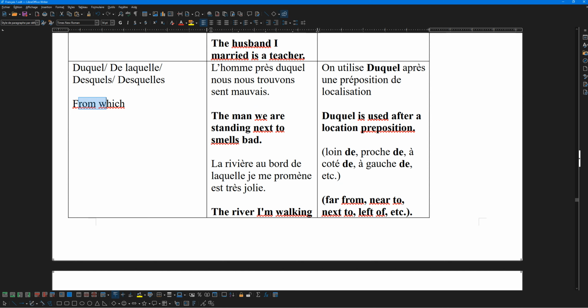Duquel. From which. So, again, duquel masculin singulier, de laquelle féminin singulier, desquels masculin pluriel, and desquelles féminin pluriel. So, duquel is used after a location preposition. We want to position ourselves in space. The man we are standing next to smells bad. L'homme près duquel nous nous trouvons sent mauvais. Près duquel, next to.